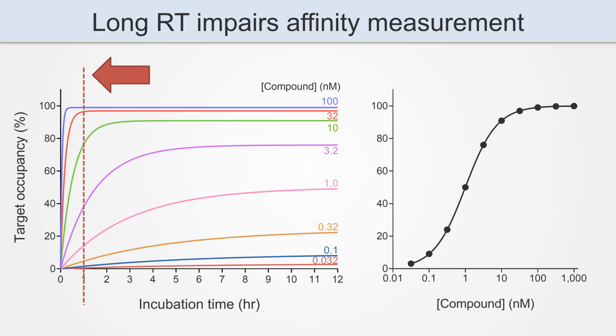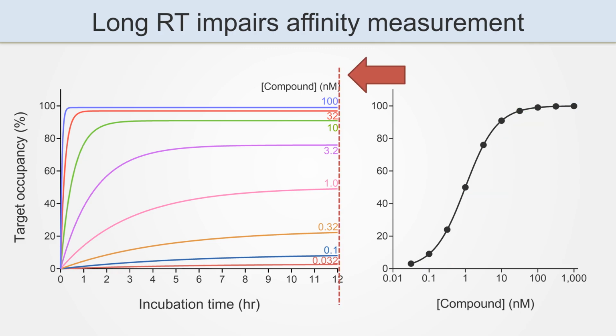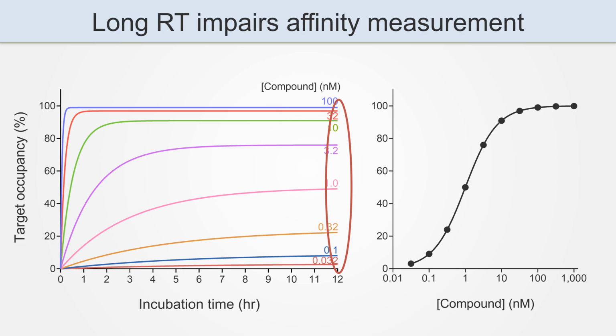Now let's look at the 1 hour time point, shown here. We see a similar but less pronounced effect, and on the occupancy graph there is a smaller shift. Finally, at 12 hours, we have closely approached equilibrium for all concentrations. The association curves have all reached their equilibrium plateau values, and the occupancy curve on the right reports the true affinity of the compound.